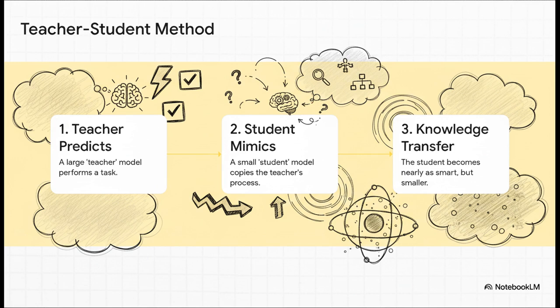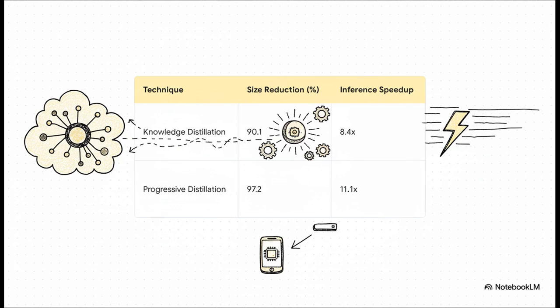And this allows that tiny student model to soak up a huge amount of wisdom and pack it into a much, much smaller frame. And the results here, they are absolutely staggering. Using an advanced version of this called progressive distillation, you can slash a model's size by over 97%. That's right, almost 100 times smaller. And at the same time, you can make it think over 11 times faster. This is how you get truly powerful AI into truly tiny spaces.